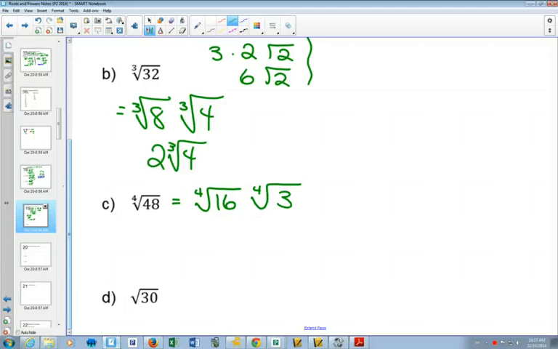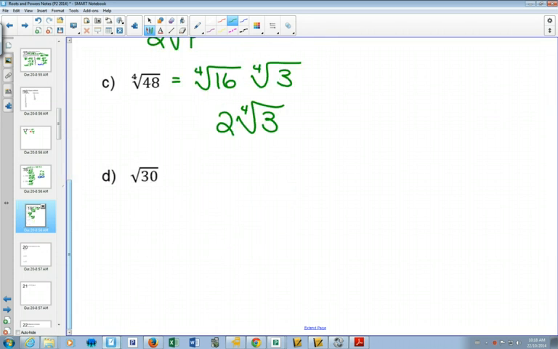48 is 16 times 3, and the 4th root of 16 is 2. So this one simplifies to 2 4th root of 3. Square root of 30. What perfect square divides 30? Nothing. There's no nice numbers that divide 30, so this one we would say is already in the simplest form.